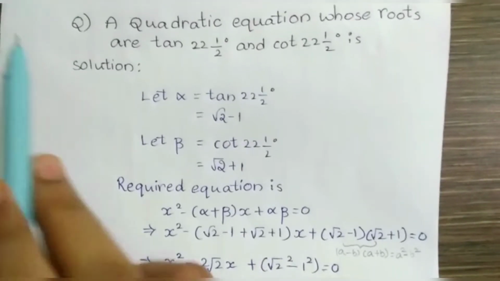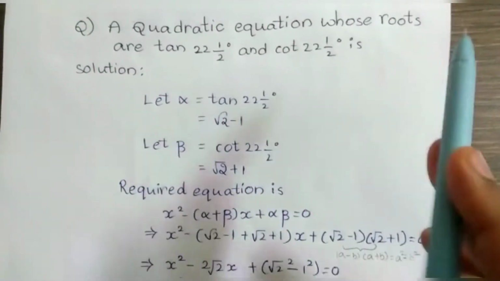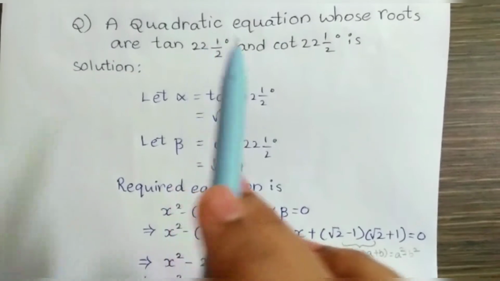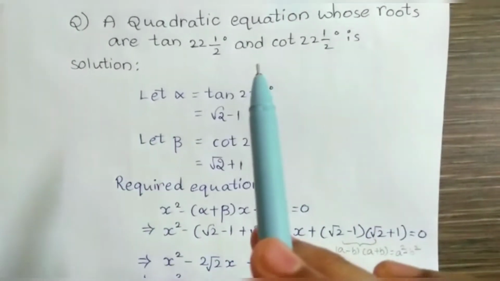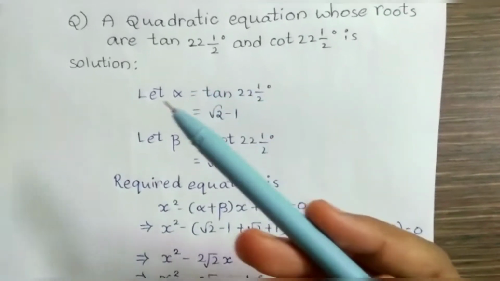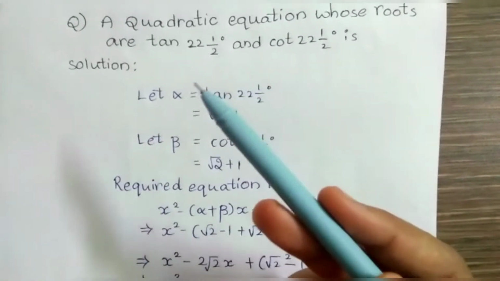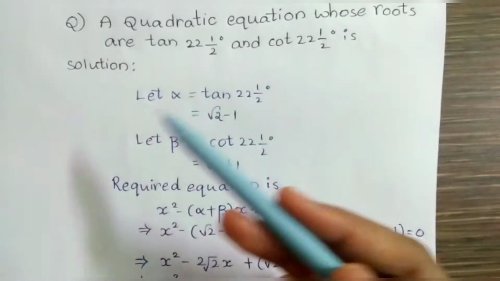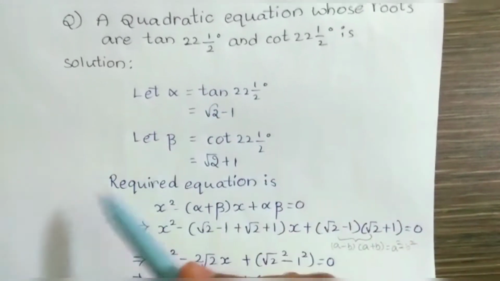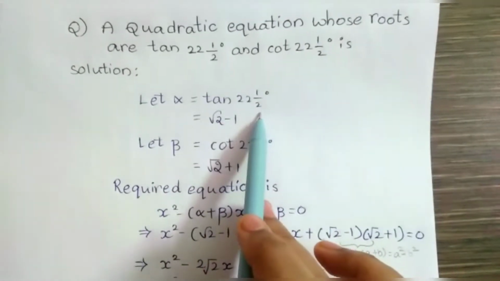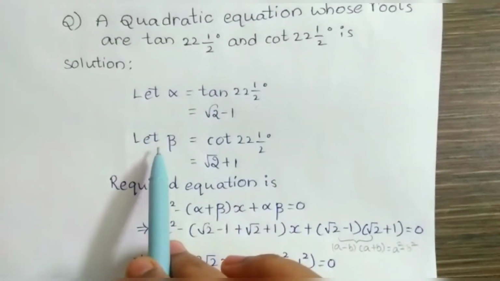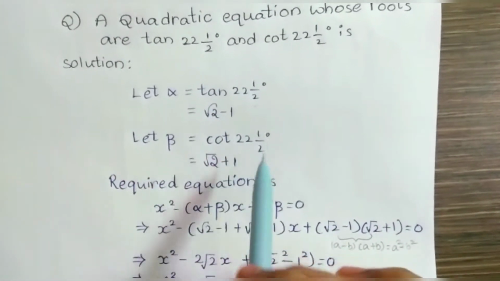Here the given question is: a quadratic equation whose roots are tan 22.5 degrees and cot 22.5 degrees is. So here they're asking us to find out the quadratic equation of the given roots. So let us assume alpha equals tan 22.5 degrees and beta equals cot 22.5 degrees.